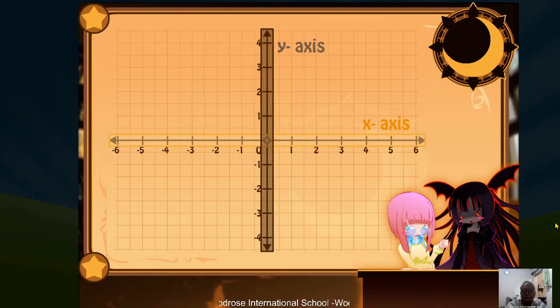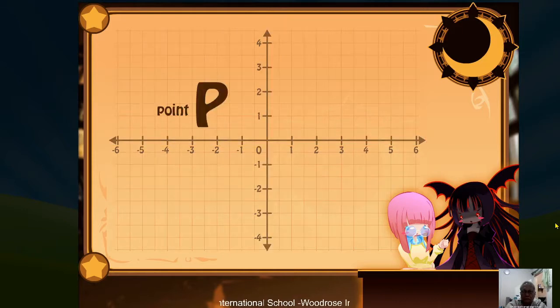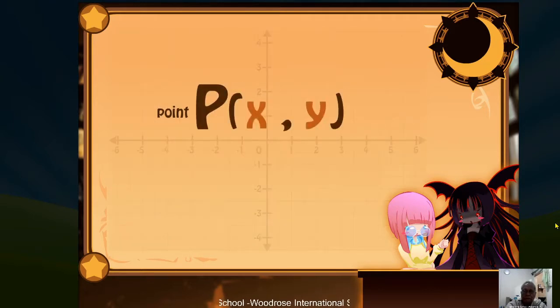That's right. So, how do we plot a point? A point, say point P, on the plane is determined by an ordered pair of real numbers x, y. We call x the abscissa and y the ordinate. Together, they form the coordinates of P, written as P(x, y). Remember that the abscissa is always written first.